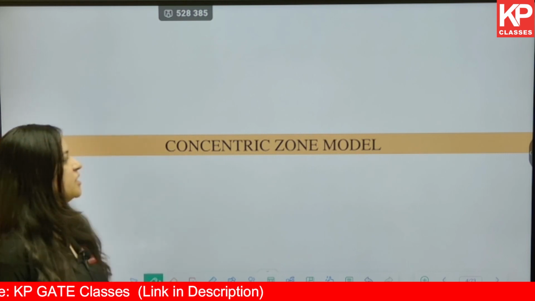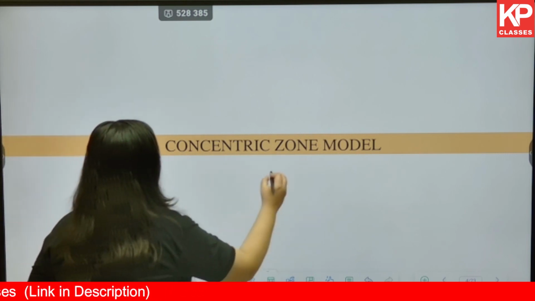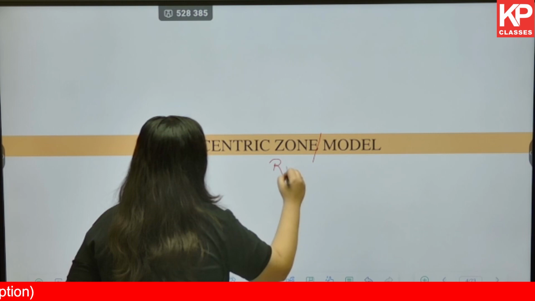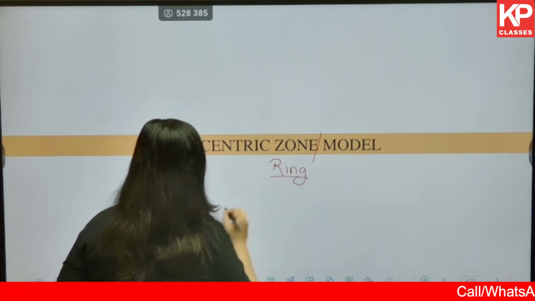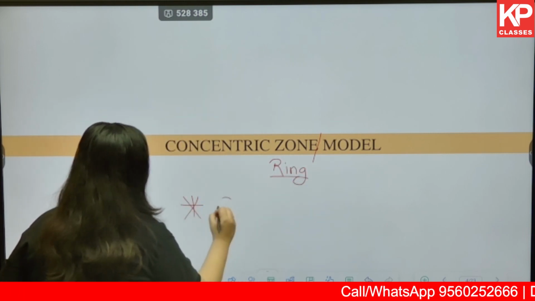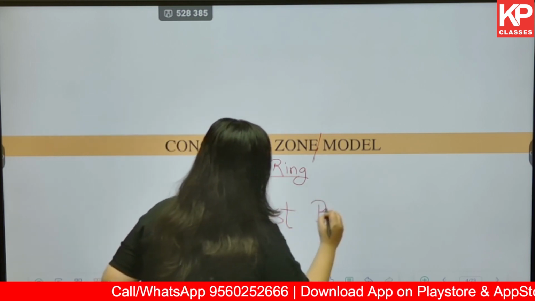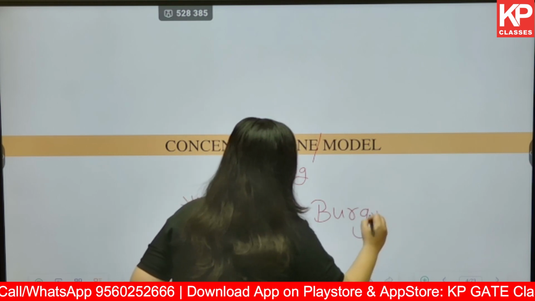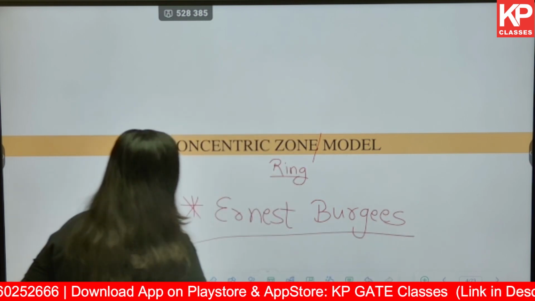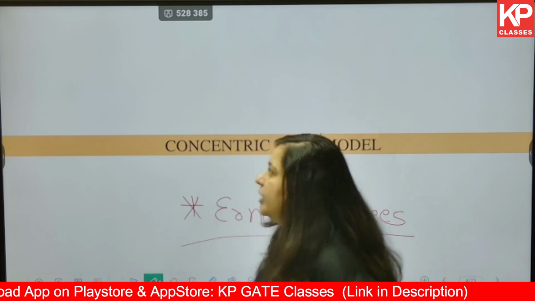Now, the concentric zone model, also called the concentric ring model, was given by Ernst Burgess. Okay, let's talk about this briefly.